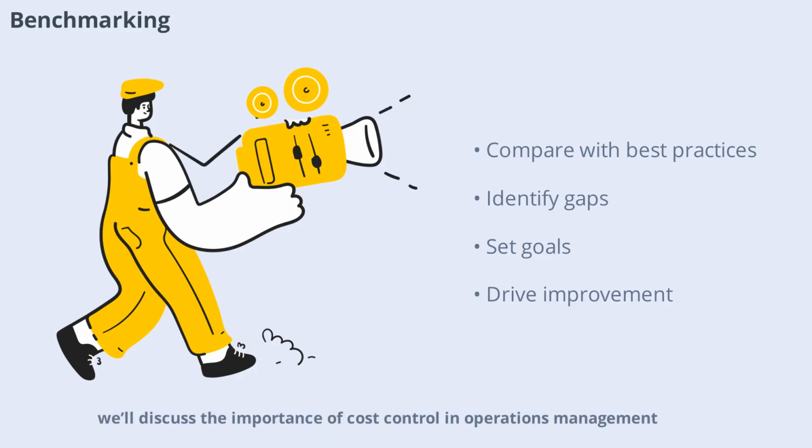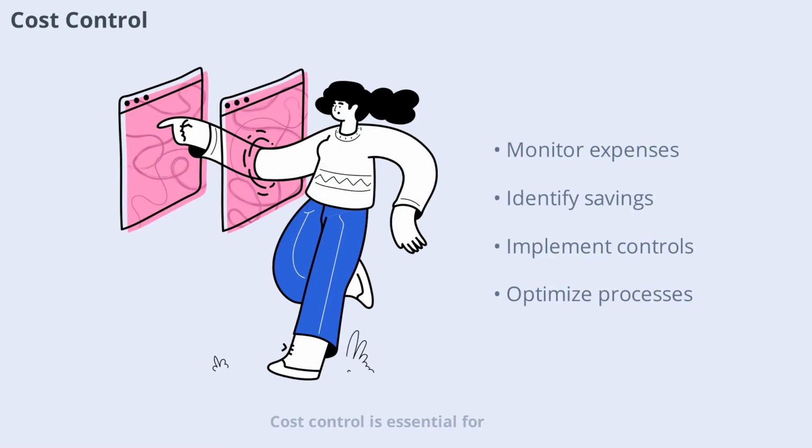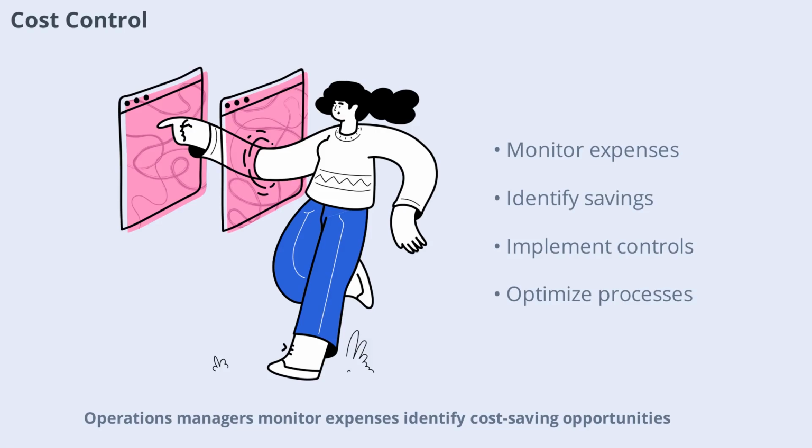Next, we'll discuss the importance of cost control in operations management. Cost control is essential for maintaining profitability in operations management. Operations managers monitor expenses, identify cost-saving opportunities, and implement budget controls.